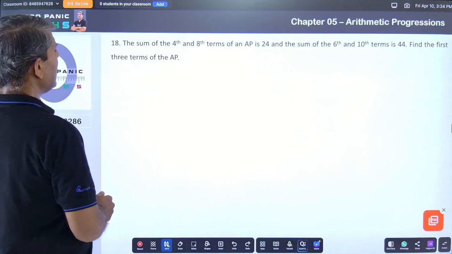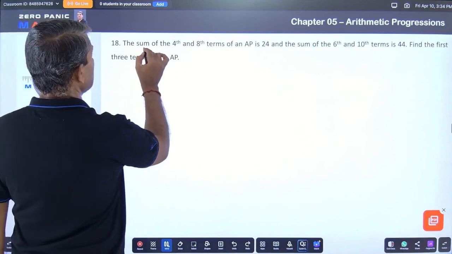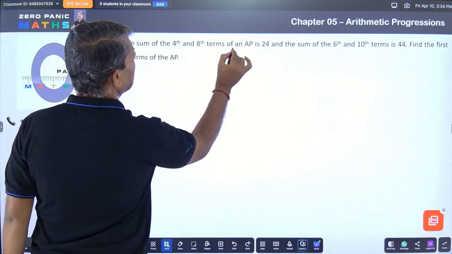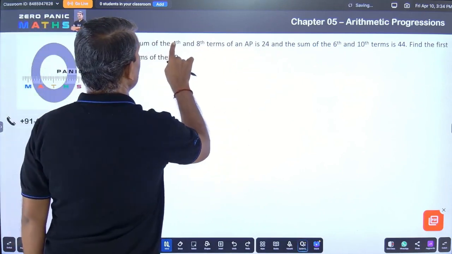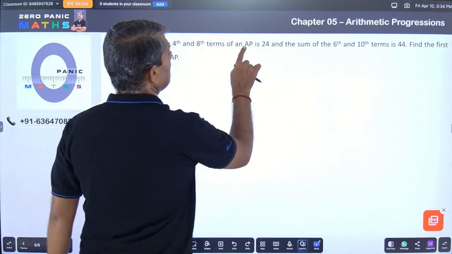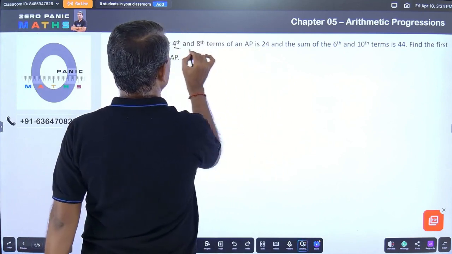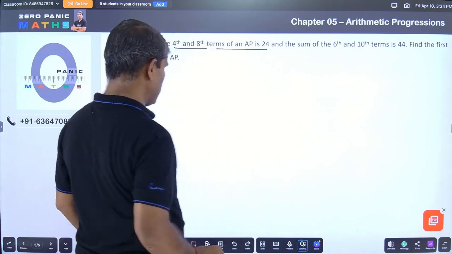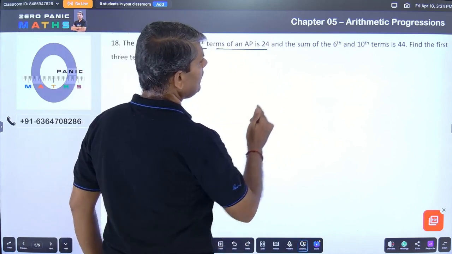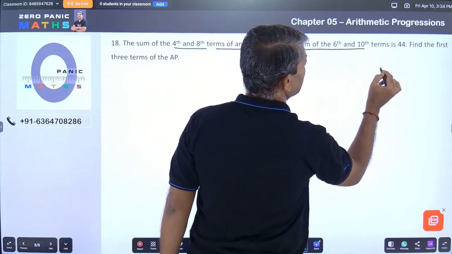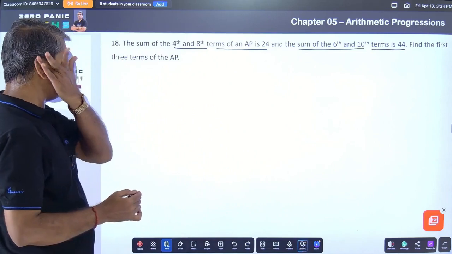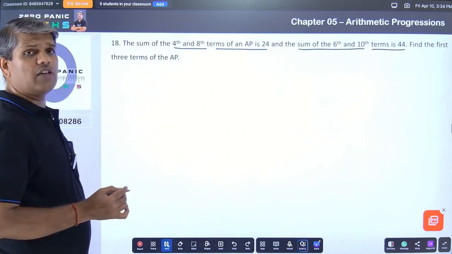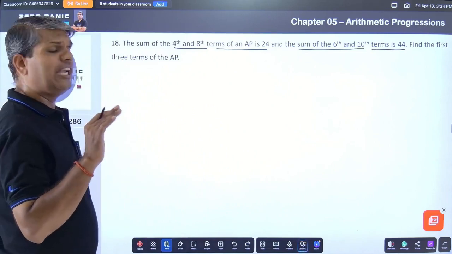Now what they are saying in this problem is the sum of the 4th and 8th terms of an AP, A4 plus A8, is 24. The sum of the 6th and 10th terms is 44. Find the first 3 terms of the AP. To find the first 3 terms, you need to find A and D.